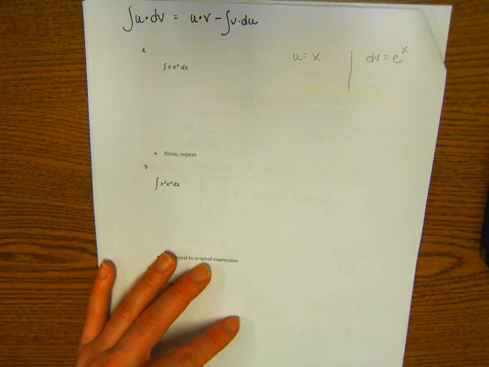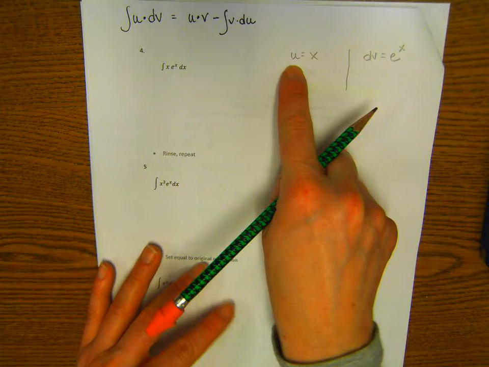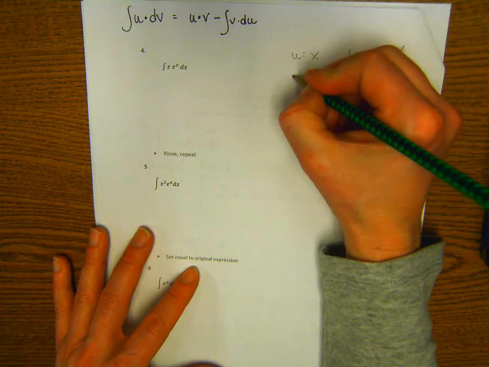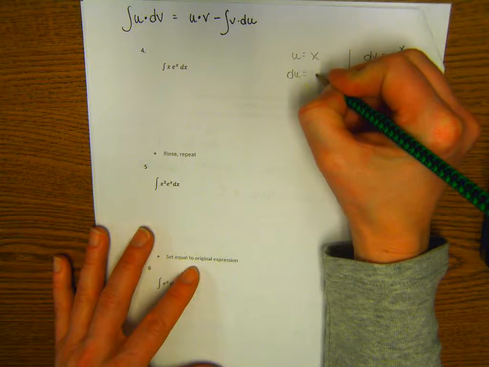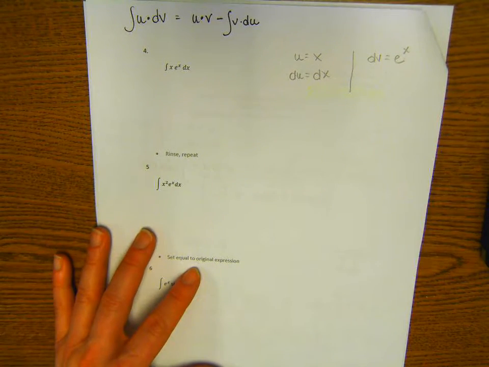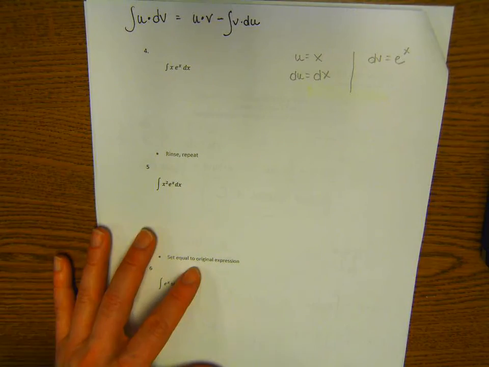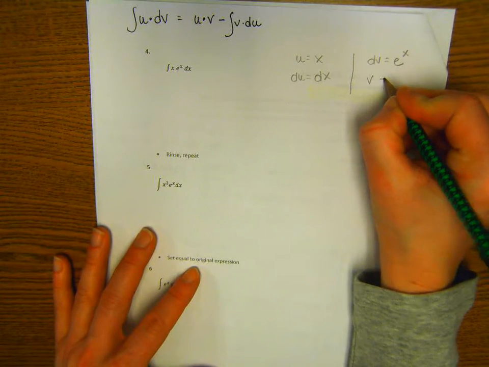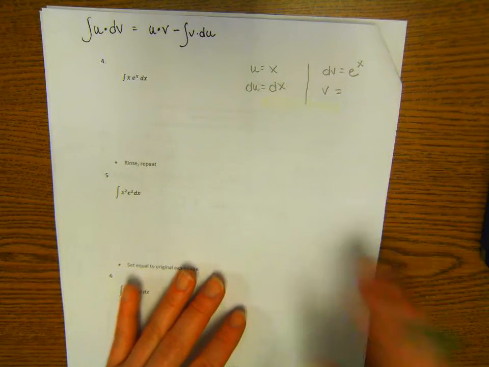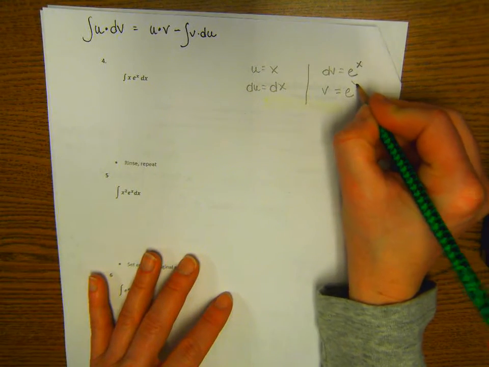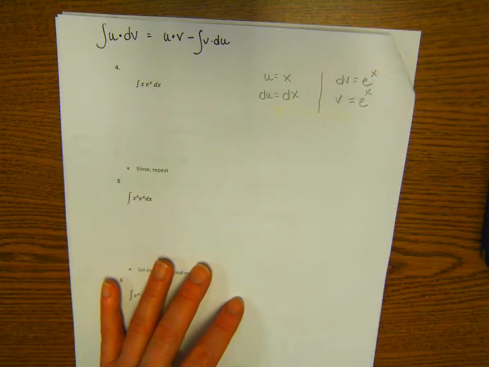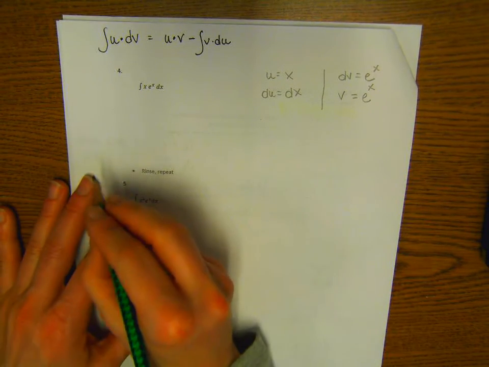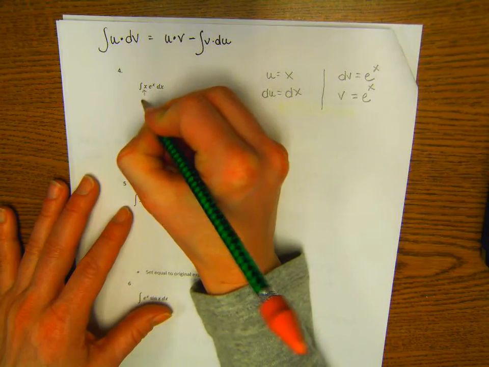Alright, so with u we are going to take the derivative. We need du, and that would just be dx, correct? And then for dv, we're going to integrate because we need v. So what would that be? E to the x. Okay, so this is my u, and this is my dv.